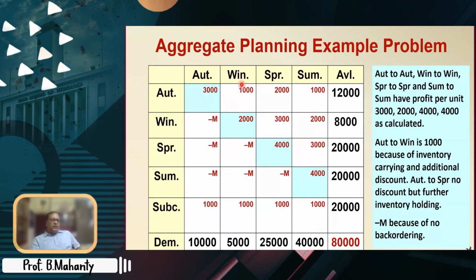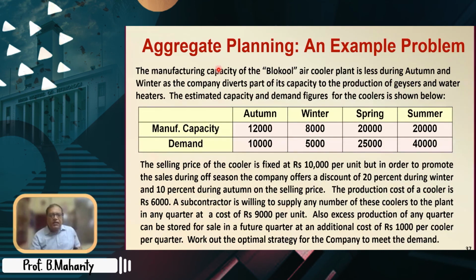Definitely the profit margin is going down, because not only do we have to pay the prices, the discounts and all those things, but additionally you also have to bear the inventory cost. You see, there is an inventory cost. Excess production of any quarter can be stored for sale in a future quarter at an additional cost of rupees 1,000 per cooler per quarter.